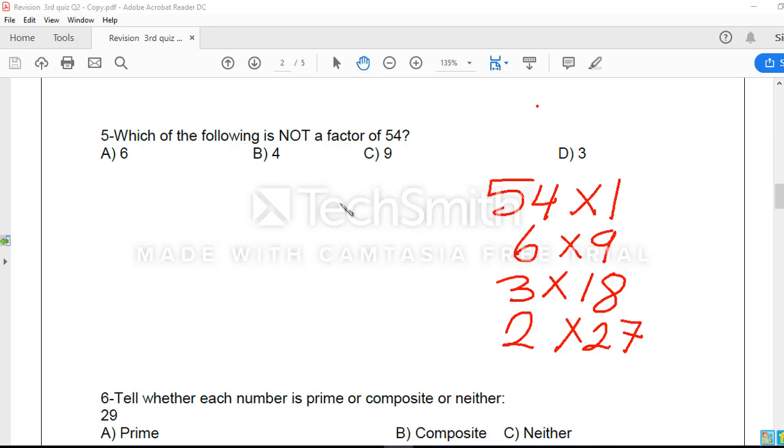Now the question is, which of these is not a factor? 6 is here, so I will not choose 6. The 4, we don't have any 4 here. But 9, yes, there is 9. 3, yes, there is a 3. So the one which is not a factor is 4.